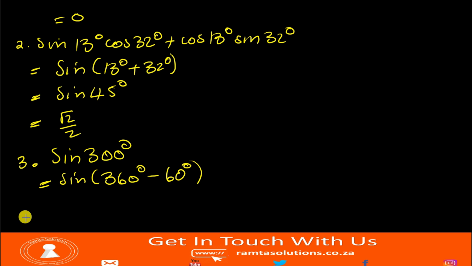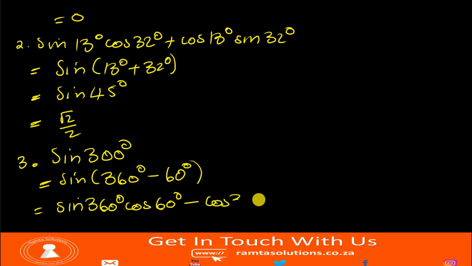It's totally up to you as to how you use this, but for the sake of this video, we will use compound angles. We will say this is sine of 360 degrees minus 60 degrees. It's tempting to use a reduction formula. It's okay as well. But for the sake of this video, we're using compound angles. Sine 360 degrees cos 60 degrees. Because it's sine, it will be minus cos 360 degrees sine 60 degrees. Now, sine 360 degrees is 0.